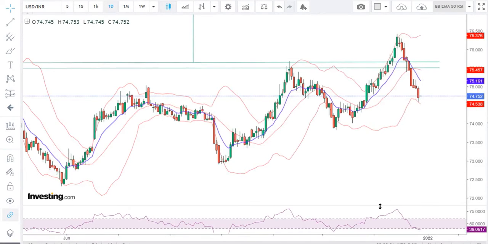Good morning, friends. Dollar rupee last trading at 74.75. It's a down move from 76 plus to sub 75 levels.